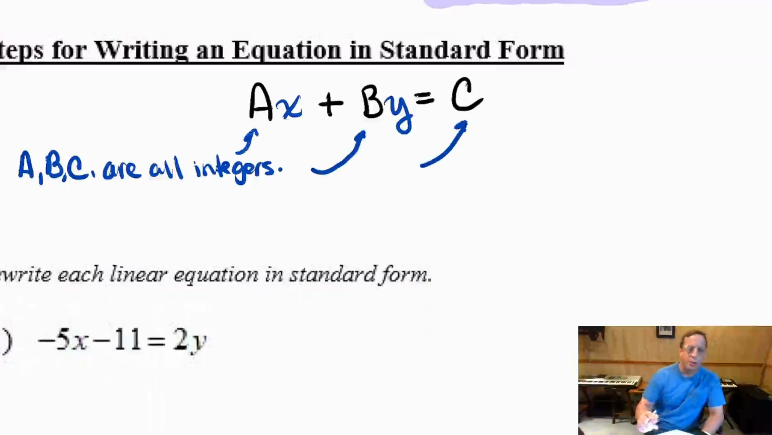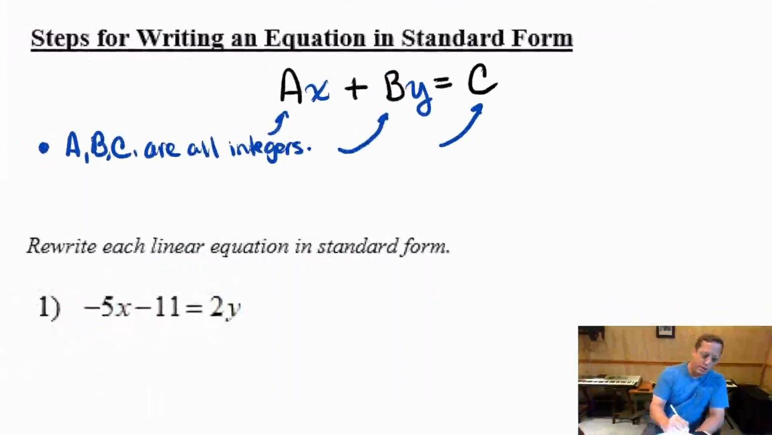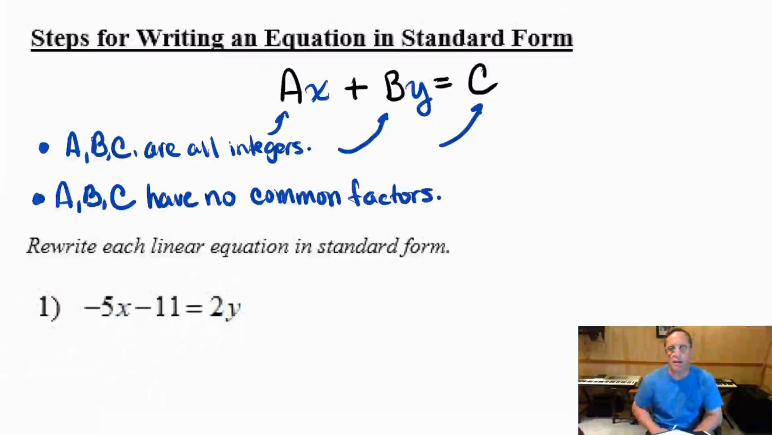And they have no common factors. A, B, and C, those values have no common factors. Think of it like a fraction. If you have a fraction like 5/10, is that in lowest terms? No. 5 and 10 have a common factor of 5, so they can reduce to 1/2. So think of it like a fraction that hasn't been properly reduced all the way. So if A, B, and C all have a common factor, like 2, divide everything by that number so that you whittle it down to smaller numbers.